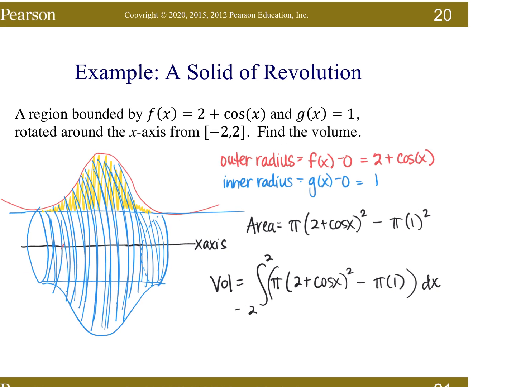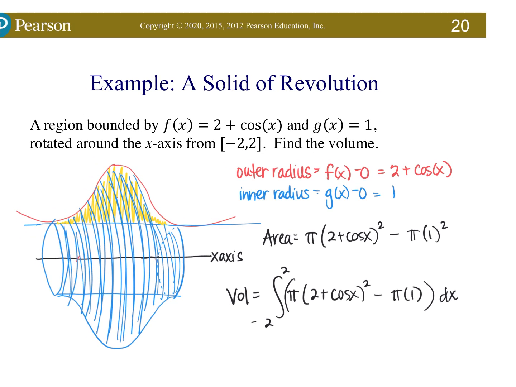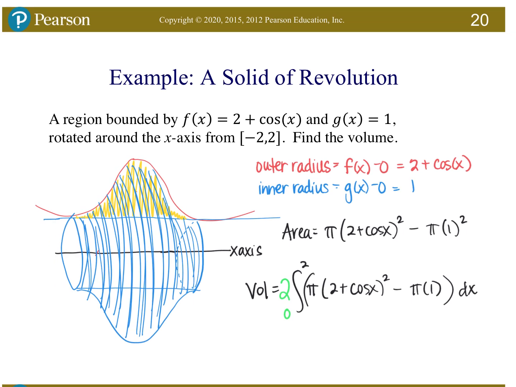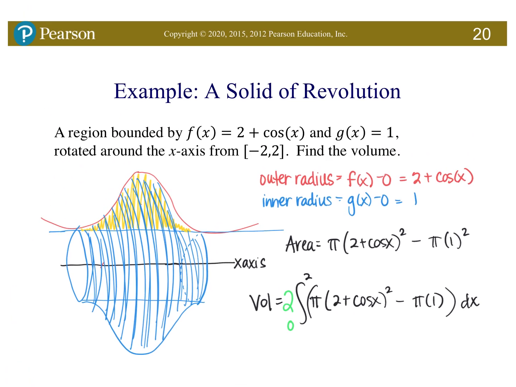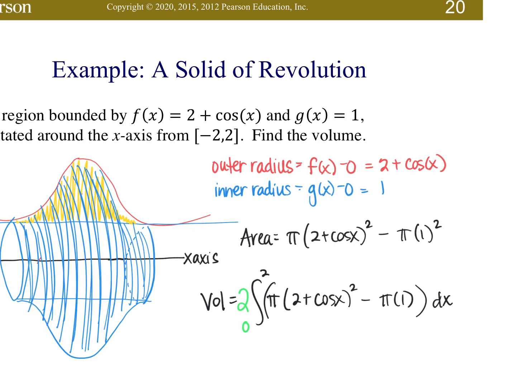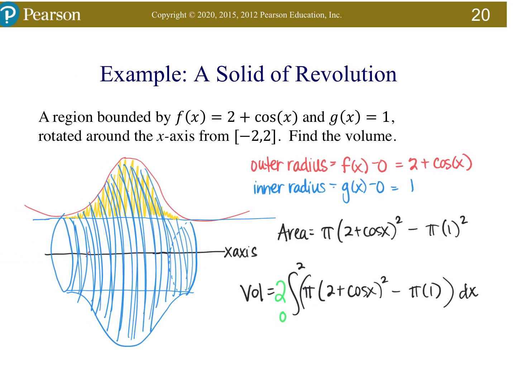You could make your life easier by noticing that this shape happens to be symmetric. The left half and the right half are completely the same. So you could make your life easier by making the lower bound be a 0, and then putting a 2 out in front to double the whole thing. That would help you in evaluating. You'd have to FOIL and pull out a pi to simplify this.